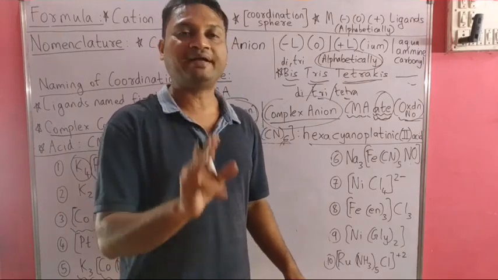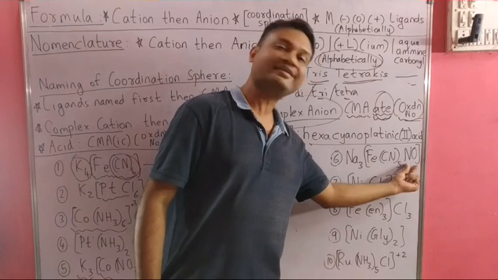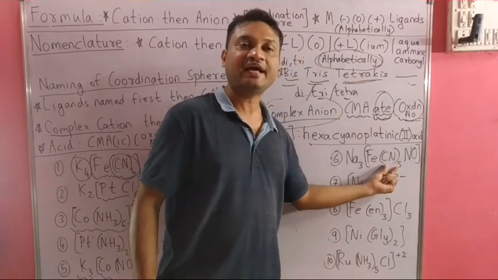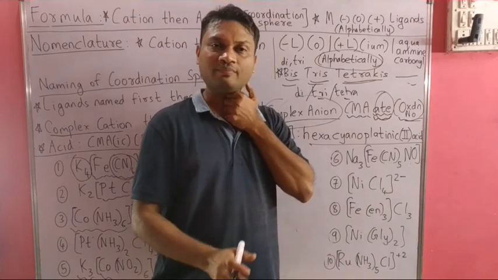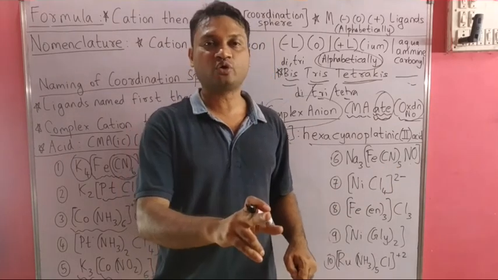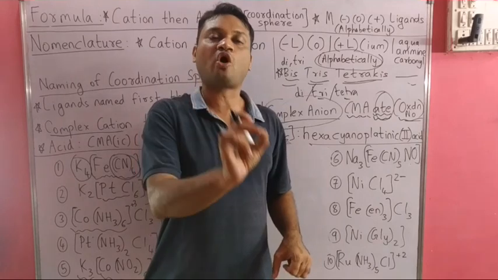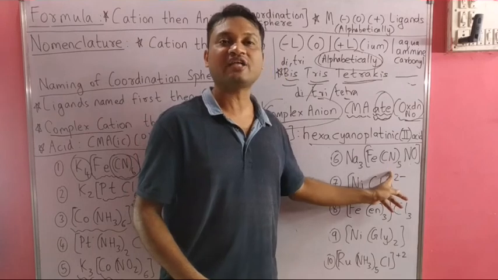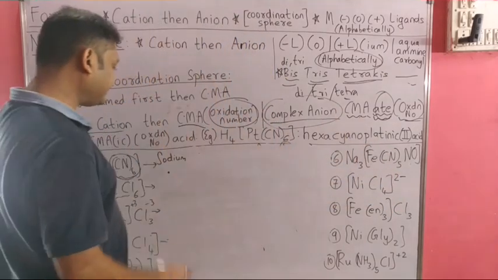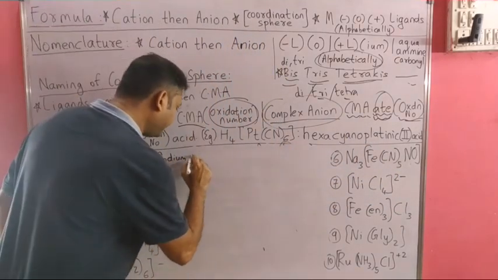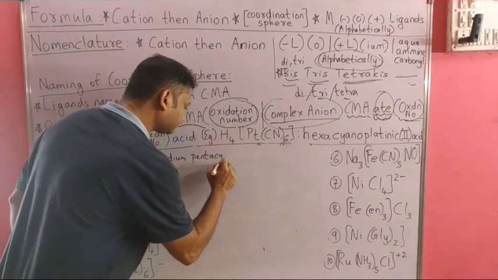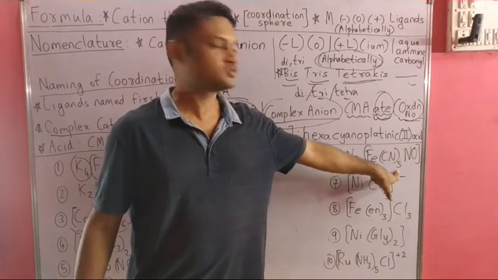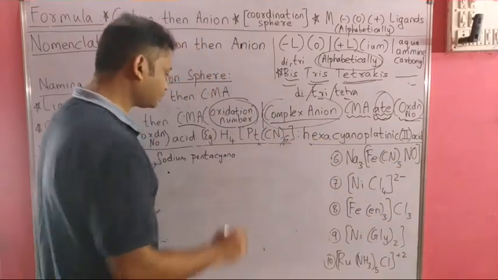We will name the ligands alphabetically first. So we have two ligands. One is NO, which is nitrosyl, and the other is CN, which is cyano, with five of them. So who comes first, cyano or nitrosyl? Does C come first or N come first? C comes first. So let us name the ligands alphabetically. We will write sodium, then pentacyano, because we have 5 cyano groups, and 1 nitrosyl.